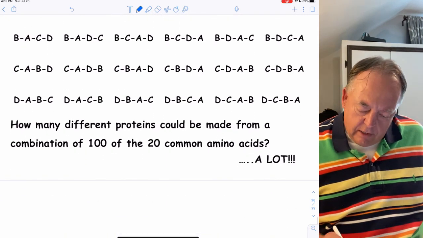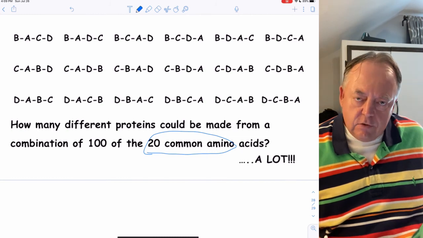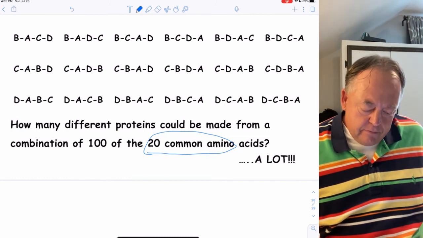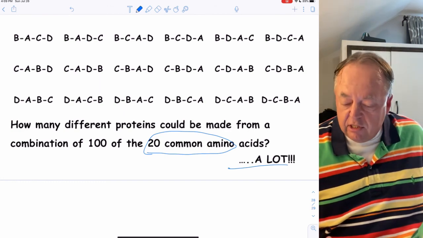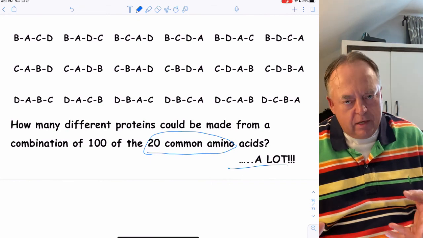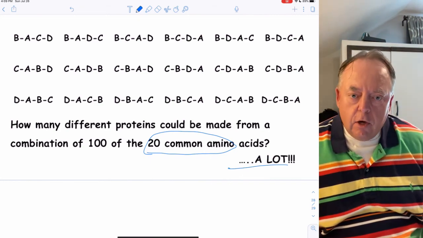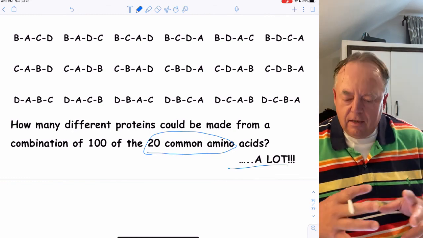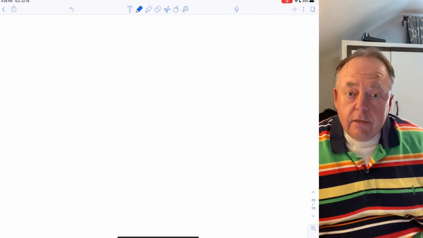So there's 20 common amino acids. If you just made a peptide out of 20 amino acid residues, how many different proteins could you make? You can make a whole lot of proteins with just 20 amino acids. And of course, most proteins are more than 20 amino acids. They can be 20, 50, 100, 1,000 amino acids in sequence. Okay, we will stop there.